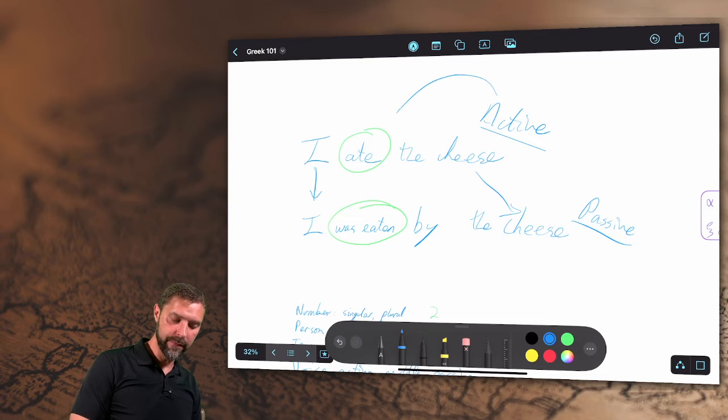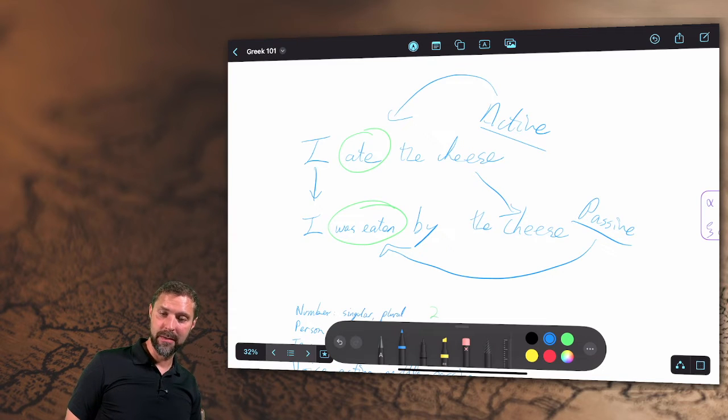An active verb: I ate. A passive verb: I was eaten. And the way this works, if you're trying to derive this philosophically, in this case, the actor of the verb, the one who is actually doing the action, I, is the same as the subject. The subject is eating the cheese.